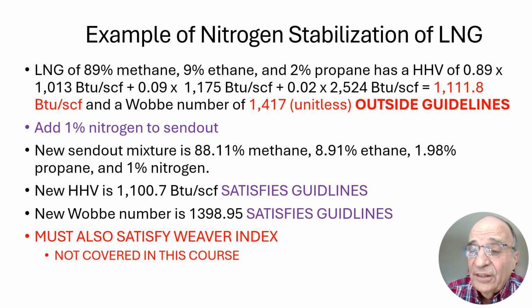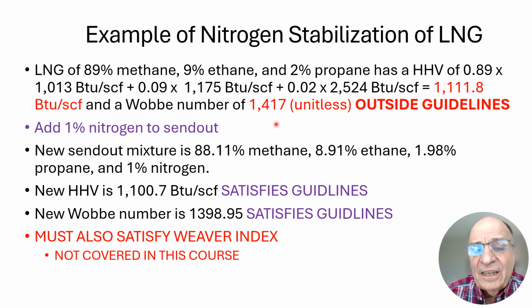That is higher than what's allowable by the FERC guidelines, and a Wobbe number of 1,417, and that's also higher than the allowable Wobbe number based on the FERC guidelines. And I'll point out here that the Wobbe number is a unitless number. So don't look for units after the Wobbe number. Sometimes it's called a Wobbe index.